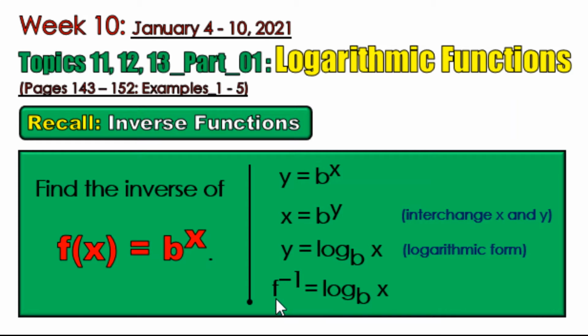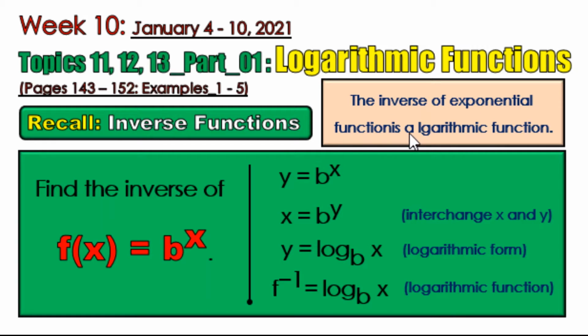And the last one, you have f raised to negative 1, or the inverse of the function, of x is equal to the logarithm of x to the base b. So this is the logarithmic function, which simply means that the inverse of an exponential function is a logarithmic function, or the inverse of a logarithmic function is an exponential function.